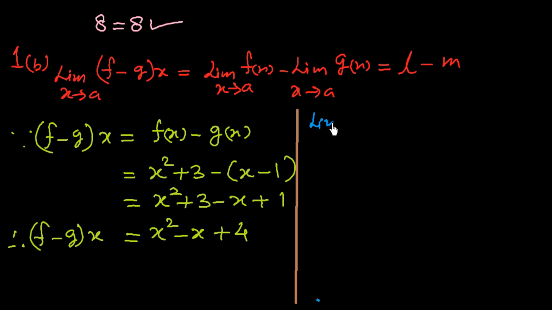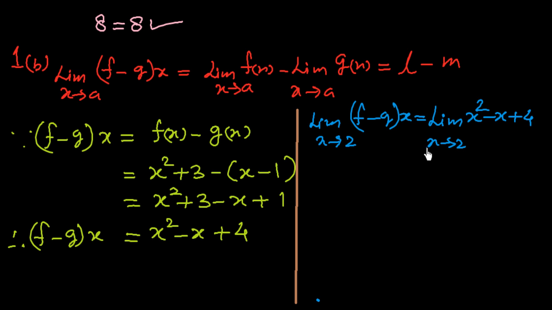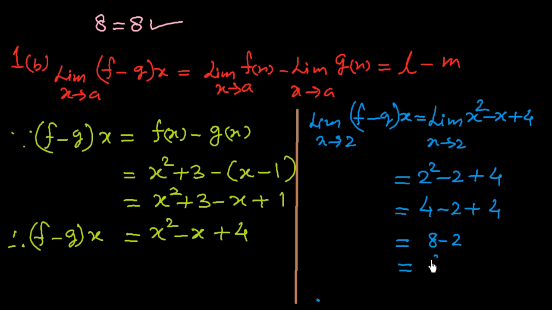So limit of x tends to 2 of f minus g of x is equal to, we know that this function is limit x tends to 2 of x square minus x plus 4. Got it? Now we will put these values here. So it is 2 square minus 2 plus 4. Here we see that 4 minus 2 plus 4. So here we have 4 plus 4, 8 minus 2, which is equal to 6. So this limit for f minus g of x as x tends to 2 is 6.